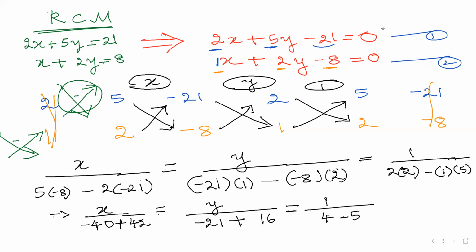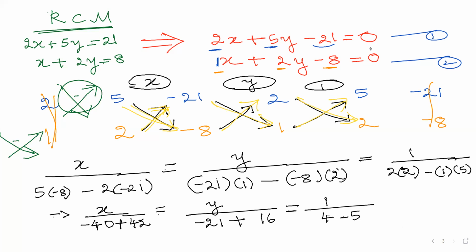So you know what I have done. I have taken x upon 5 into 8 this way minus this way. You can see that I'm marking it in yellow here. The same thing is equal to y by this product minus this product is equal to 1 upon this product minus this, with cross multiplication. So now this reduces us to what?